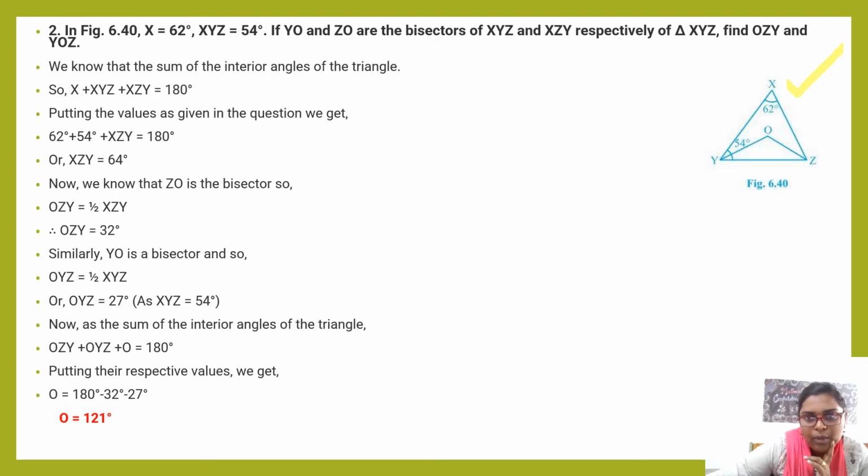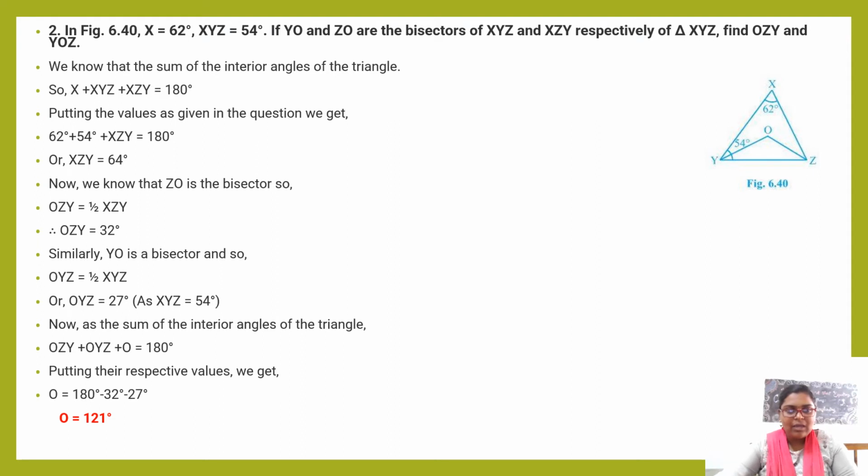So what are we going to do? Half of XYZ. This is 54. Listen, this is 54, so half of 54 we have to find. Half of 54 is 27. That's it, 27. Okay. So now what are all the angles we need?